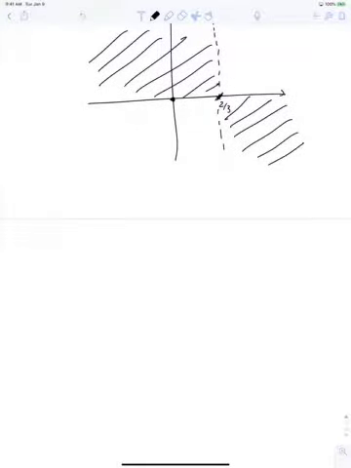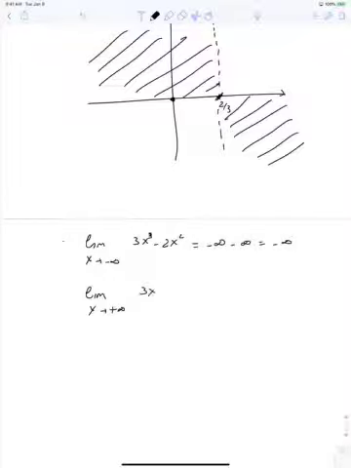Well, we can study the limits. So the limit for x that goes to minus infinity of 3x cubed minus 2x squared is pretty simple, because this is going to be minus infinity. And then the limit for x that goes to plus infinity of 3x cubed minus 2x squared. Well, you can factor out x squared.